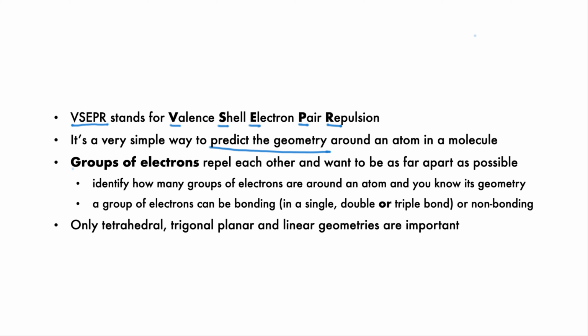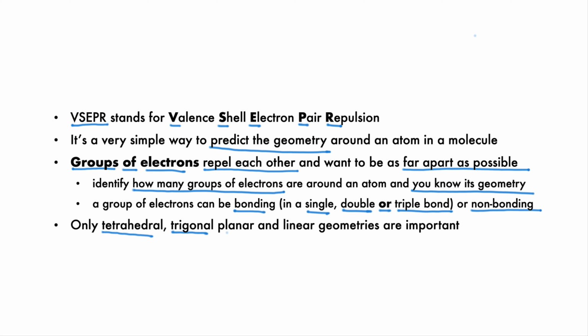It's based on the fact that groups of electrons around an atom repel each other. Electrons are negatively charged and want to be as far apart from each other as possible. If you identify how many groups of electrons there are around an atom, you will know its geometry. A group of electrons can be in a single, double, or triple bond. It can also be a pair of non-bonding electrons. In organic chemistry, we only need to know about tetrahedral, trigonal planar, and linear geometries.